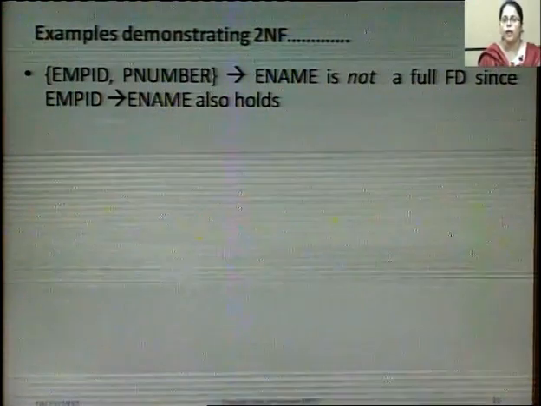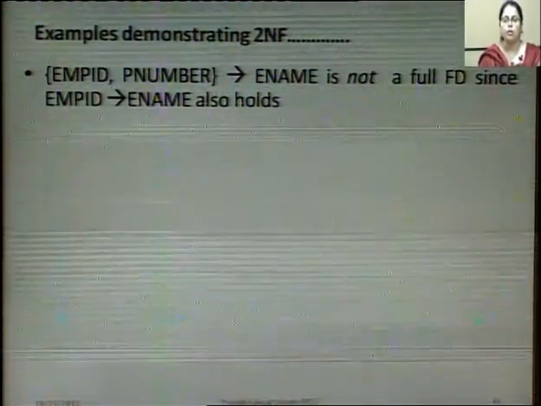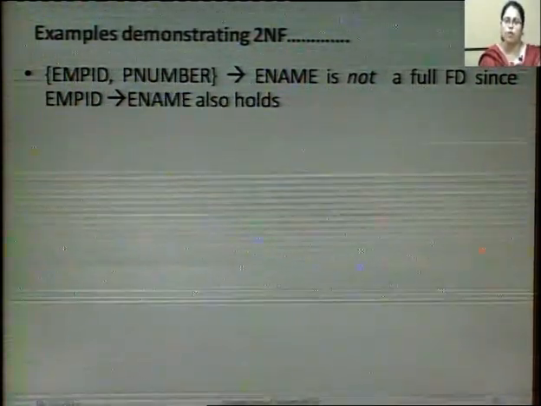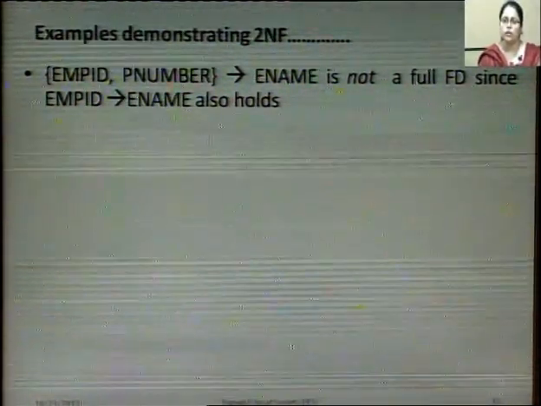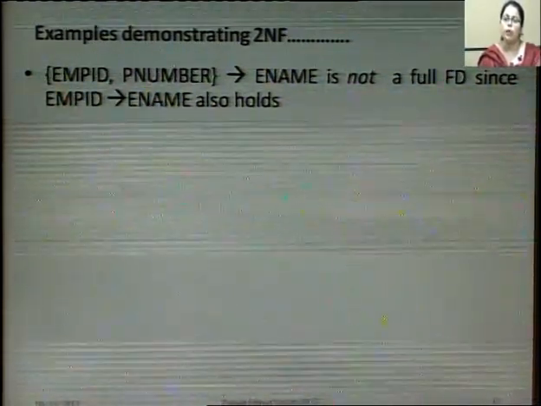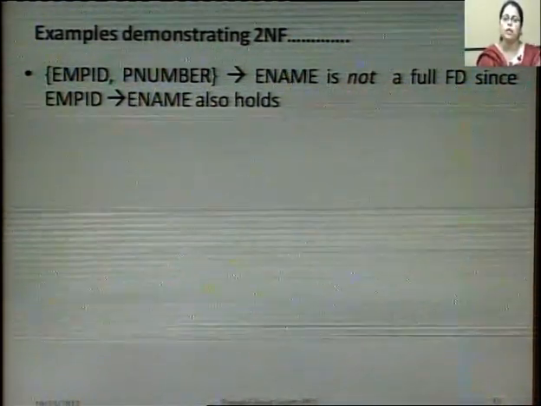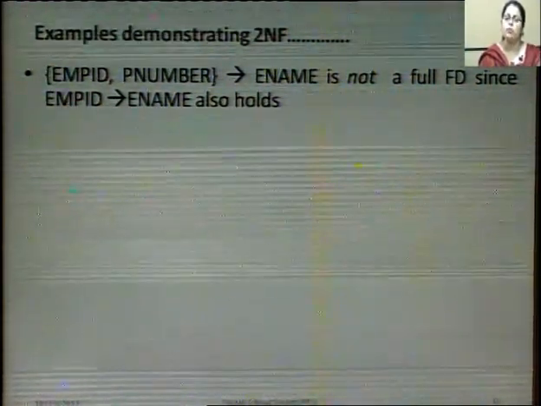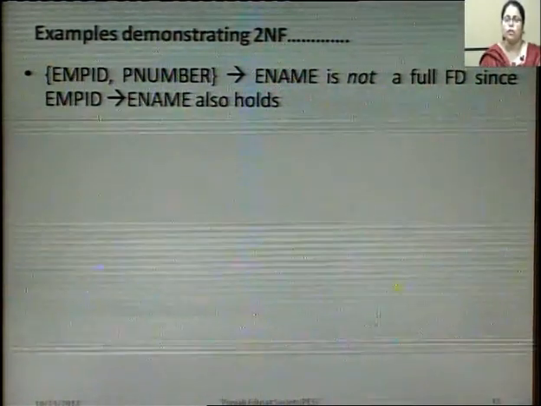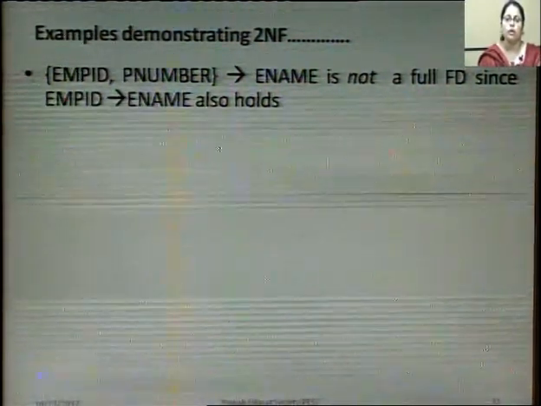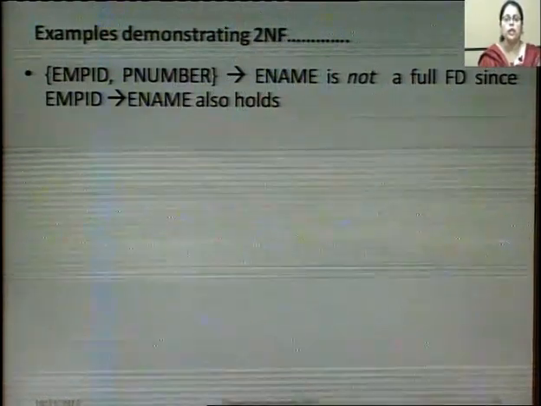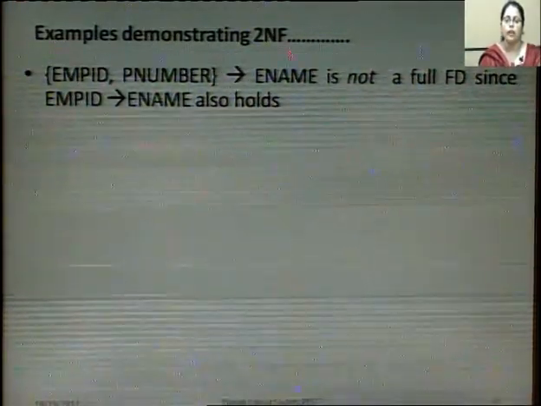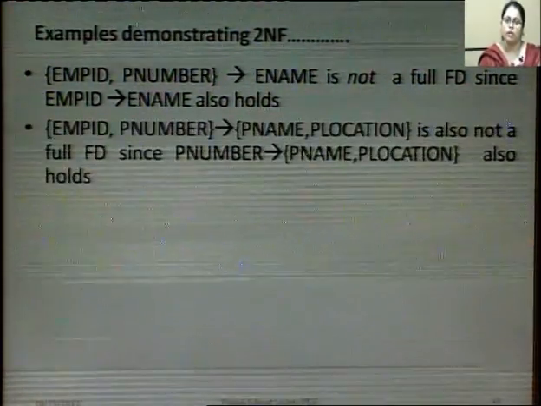Here employee ID and project number together determine the value of employee name, but it is not a full functional dependency, because employee ID alone can determine the value of employee name. That means employee name can be deduced from its employee ID alone. Therefore this functional dependency is not a full functional dependency, and E name is a non-prime attribute. That means here the violation of second normal form is present.